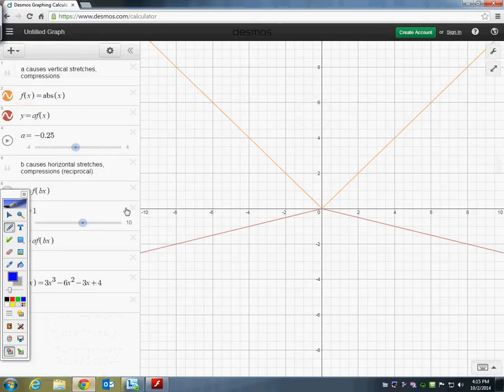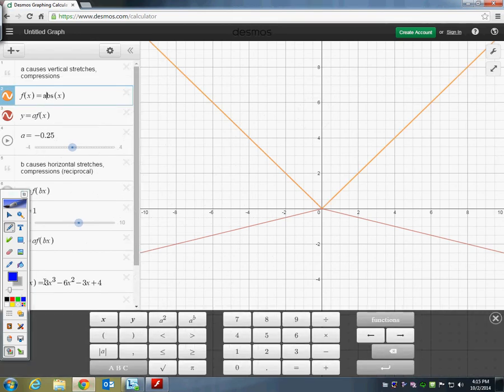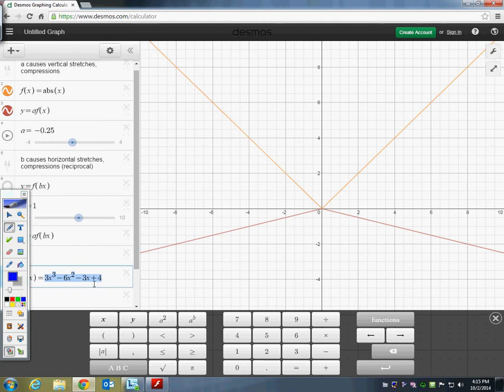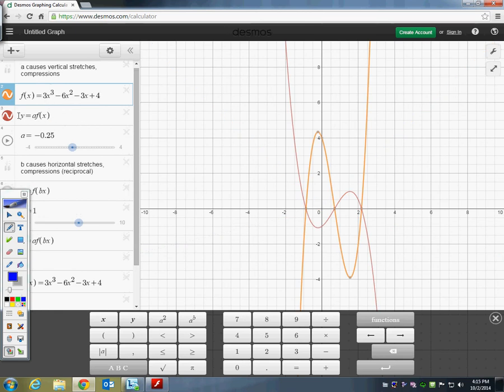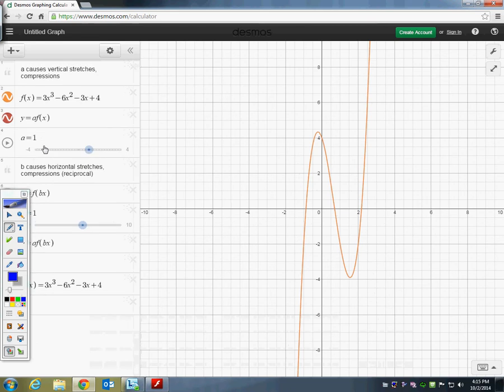So I'm going to put in a more interesting function over here. I had written one down here. Let's see if a copy and paste works. There we go. So there's a nice looking function. Let's put this back to 1 so it doesn't get all confusing. Okay, so I got an orange and a red on top of it. So here's my original function.